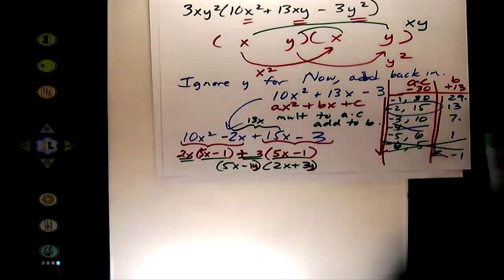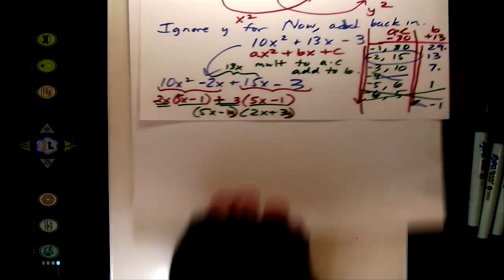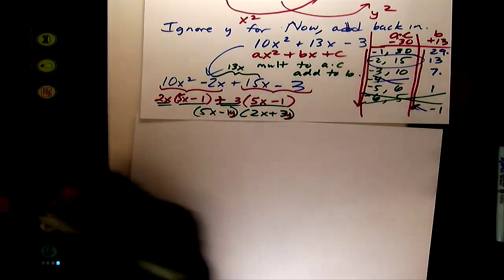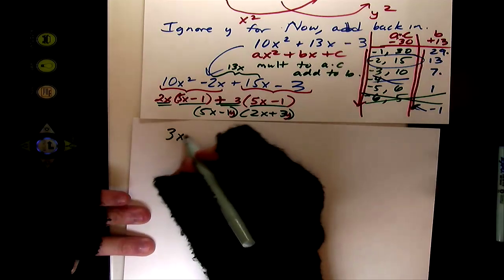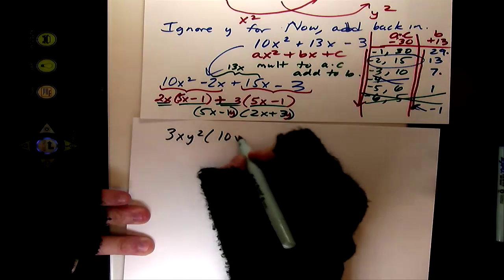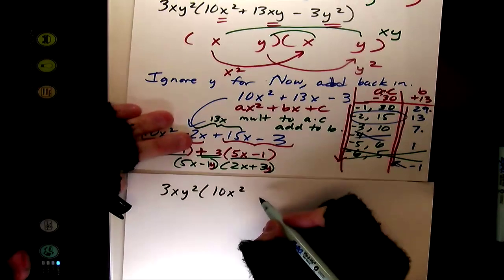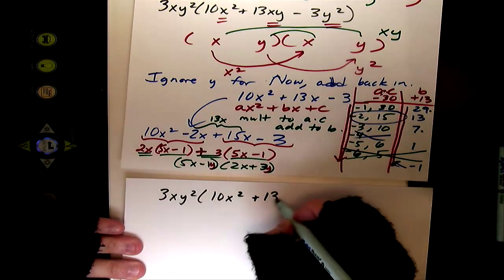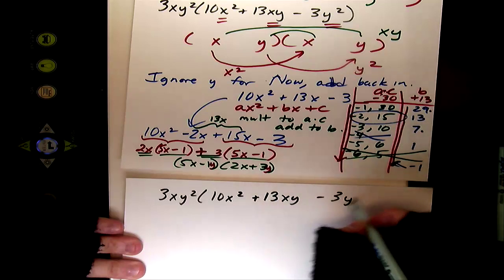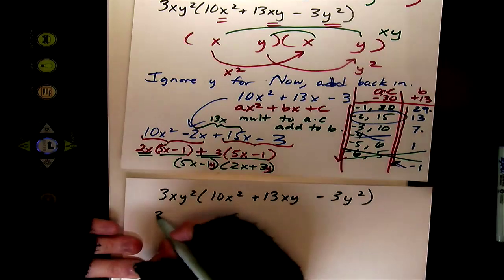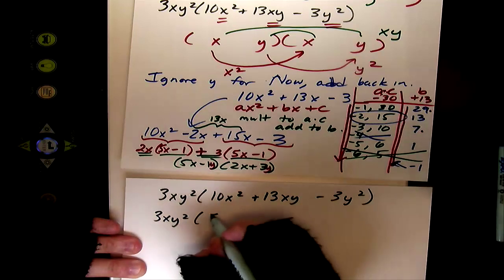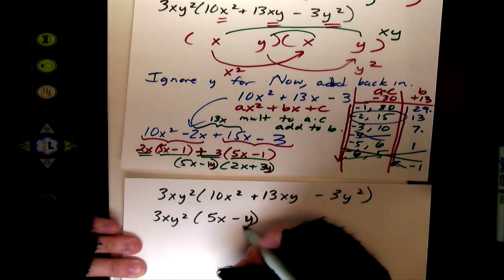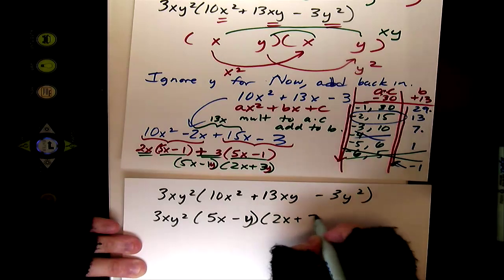So we're going to put this all together in one thing. I'm going to bring that 3xy squared, copying that line down here. This factors into 3xy squared times 5x minus y times 2x plus 3y.